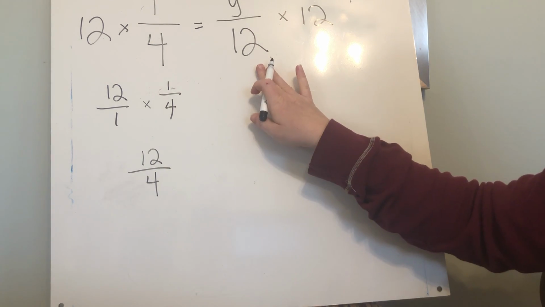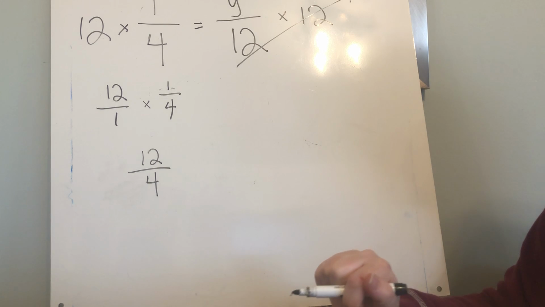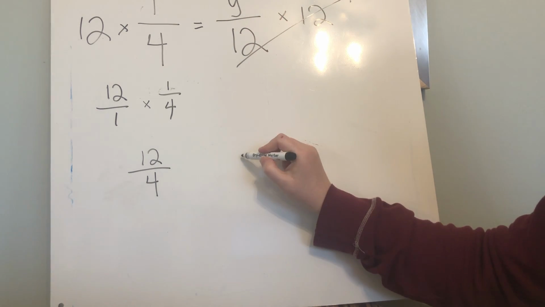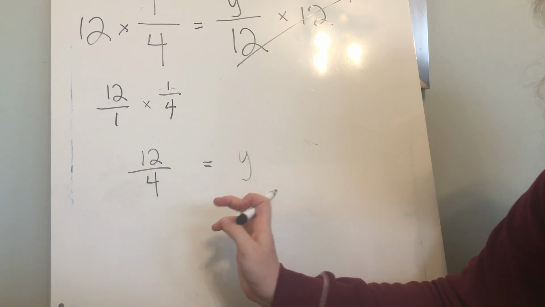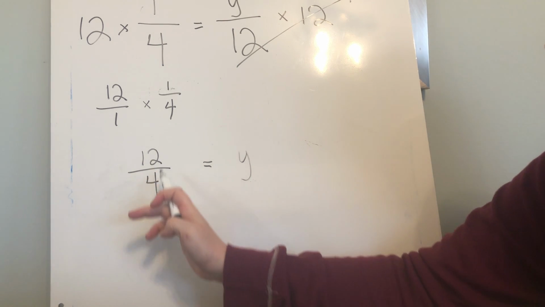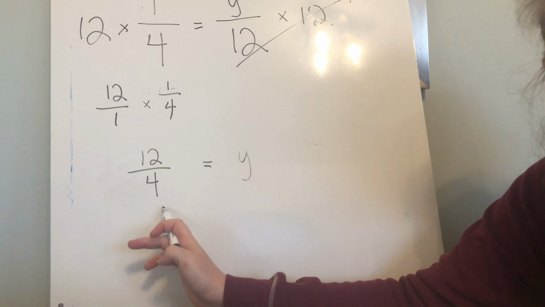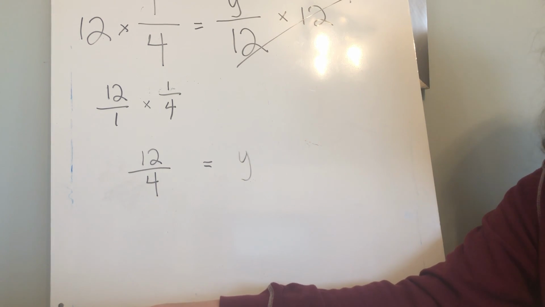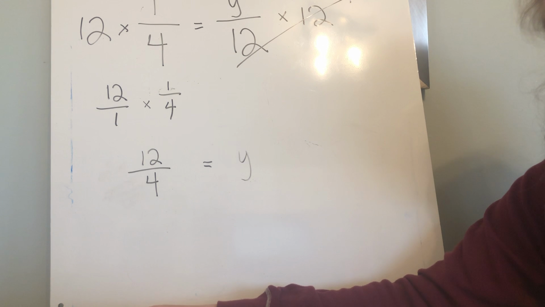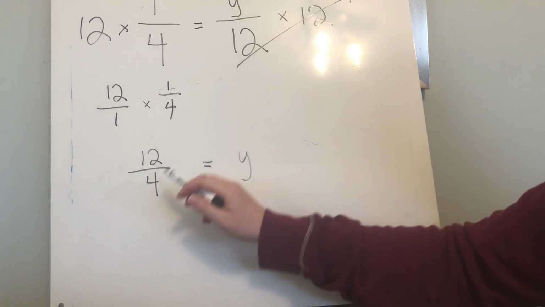Okay. On this side, my 12's cancel, leaving me with a y. My answer is y equals 12/4. Now, you could put 12 over 4 into Khan Academy. It will accept it as a correct answer. But if you'd like to be a more sophisticated mathematician, let's simplify this fraction.